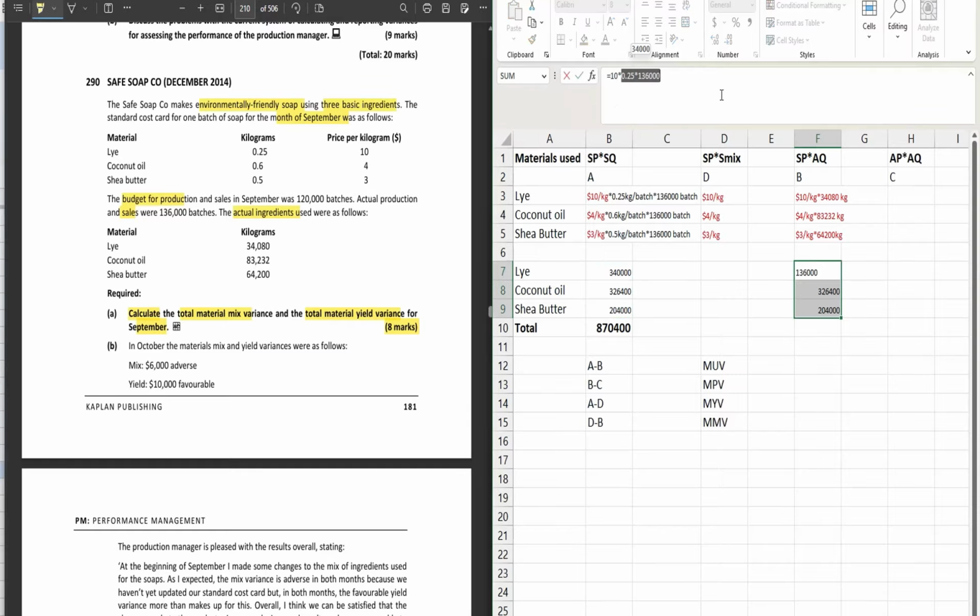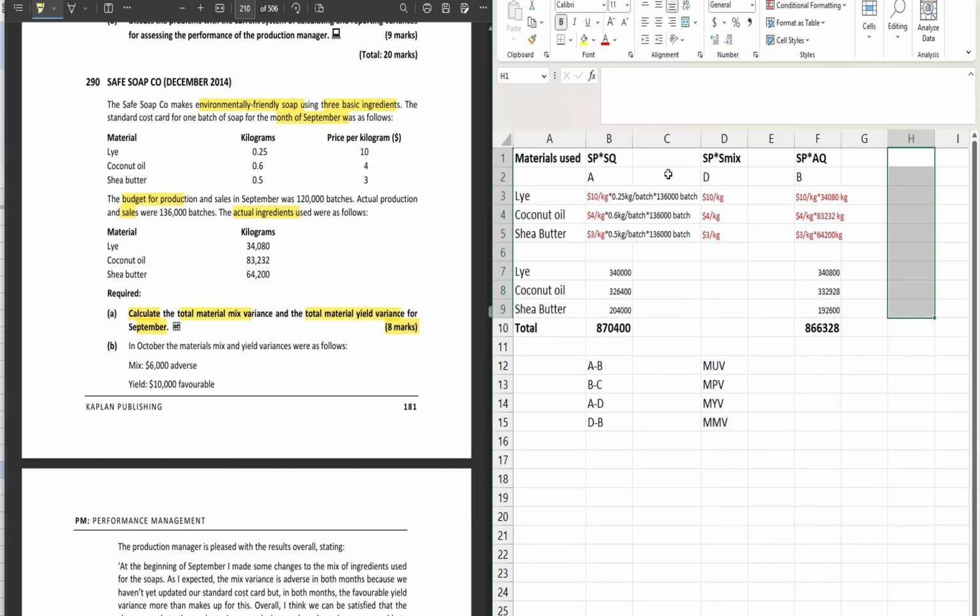So now 34,080, 83,232, then we have 64,200. So now let's have a total for this as well. So the question is asking mix and yield, so we don't need this figure, so I will remove this figure. Okay, now it's time for the S mix.